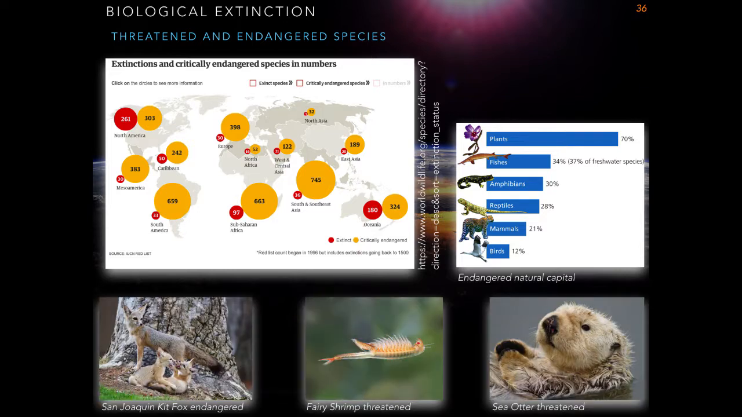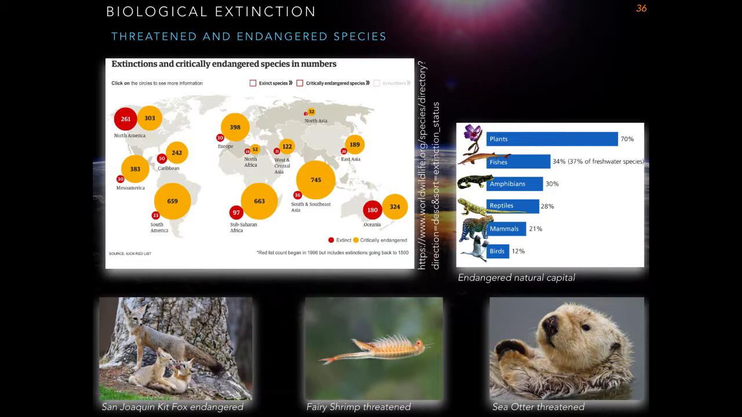A few local examples of species being either threatened or endangered. We have the fairy shrimp here at UC Merced that is threatened. The sea otter is threatened along the coast of California, even though its population has grown most recently thanks to some conservation plan protecting this species. And a local fox, the San Joaquin kit fox, is endangered, so very close to extinction, and has to be protected.